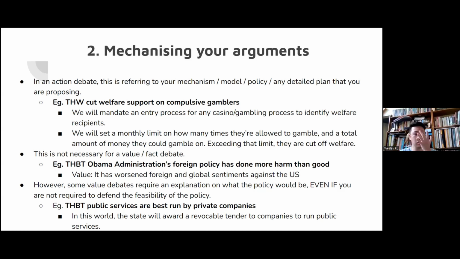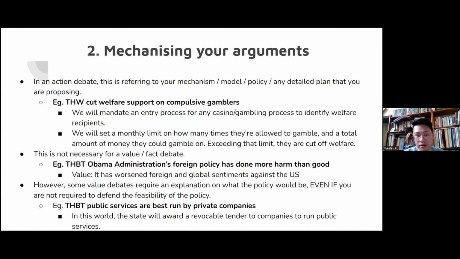Like, for example, in this motion, we will mandate an entry process for any casino or gambling den or hall to identify welfare recipients. You will set a monthly limit on how many times you're allowed to gamble and the total money that they're willing to gamble on. If you exceed that limit, you cut off your welfare. This is very clear as to what is going to happen, how we're going to check it. So the first one is talking about enforcement, and the second one talks about when we are cutting them off from their welfare. So we're not just immediately cutting it off for all gamblers, we're cutting it off for compulsive gamblers. That means you're setting a limit on the money that they can spend and what you're going to do if they surpass this limit.